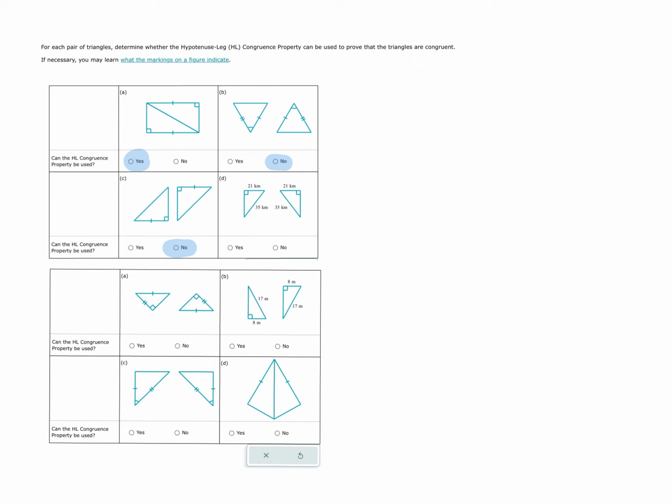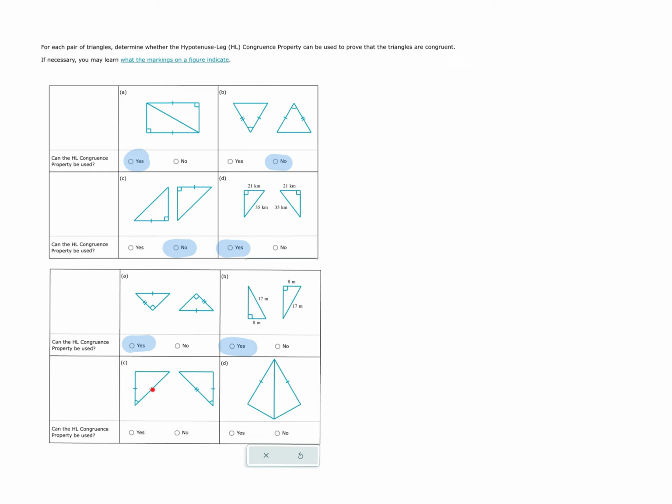Over here, again, right triangles. Looks like they both have a leg that's 21 kilometers. This one's hypotenuse is 35, and so is this one. So that means I could, yes, because they're right triangles, a hypotenuse and a leg are congruent. Down here, again, right triangles, legs are the same, hypotenuses are the same, so yes. Right triangles, a leg is the same as a leg, a hypotenuse is the same as a hypotenuse, so yes.